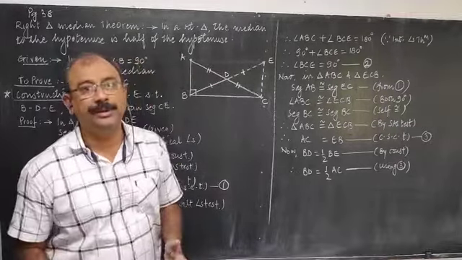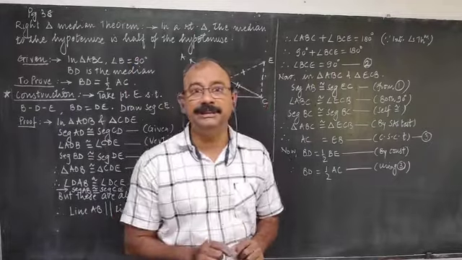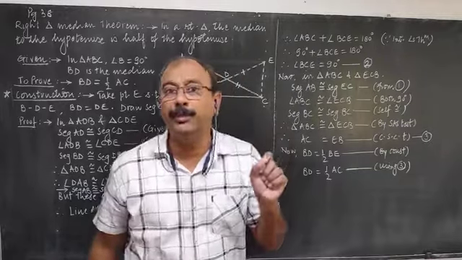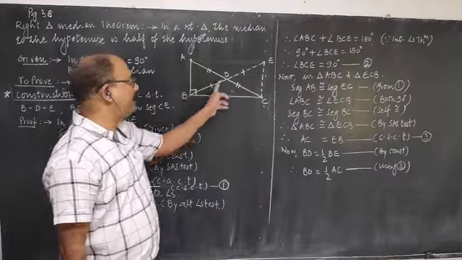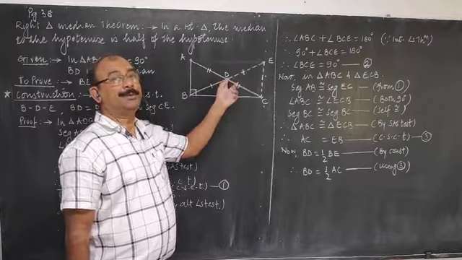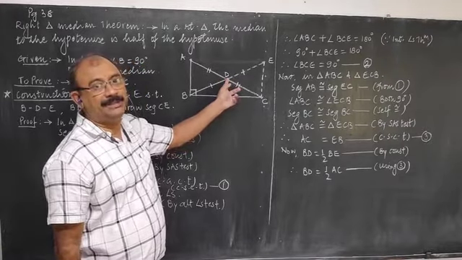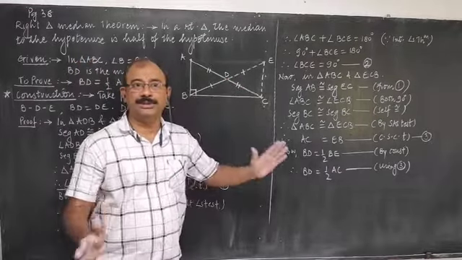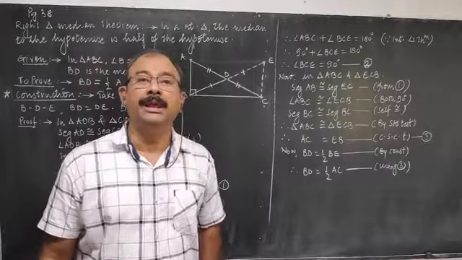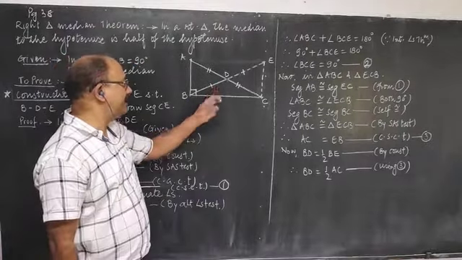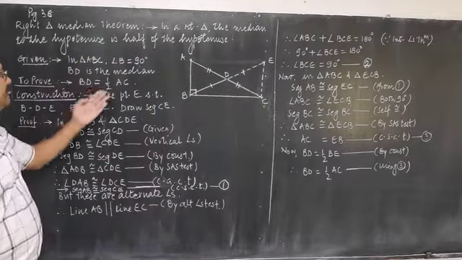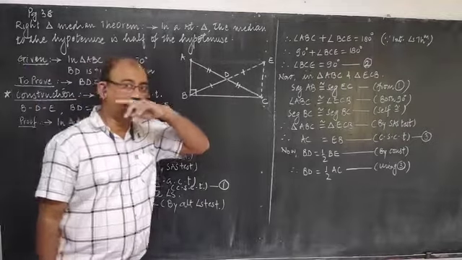First of all, let me recall the definition of median, which you have already studied in the lower classes. What do you mean by median? Median means the segment joining the vertex of the triangle with the midpoint of the opposite side. So as soon as we say that BD is the median, automatically D becomes the midpoint, and therefore I have given identical marks on the two sides of point D. What we want to prove is that the length of this median is half of the hypotenuse. So we have written that BD is the median, BD is half of AC, that is half of the hypotenuse.